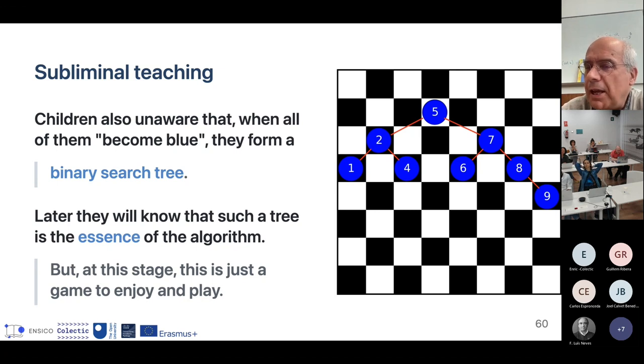And this is actually the heart or the essence of this algorithm. So it will take very long before they actually go back to this in an explicit way. They will know that this is actually a divide and conquer algorithm, one of the most popular and effective for sorting. But in the beginning, in these very early experiments, it's just a game like any other.